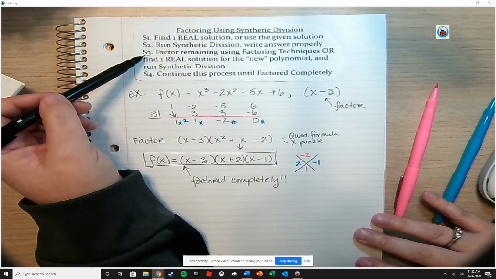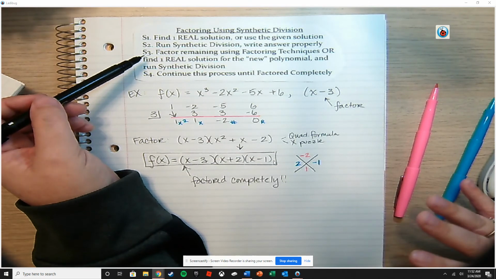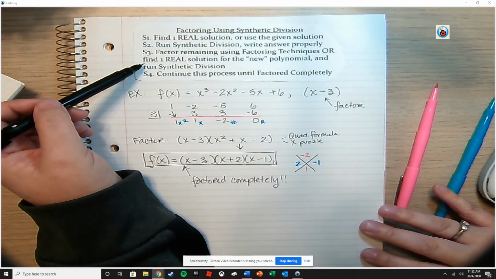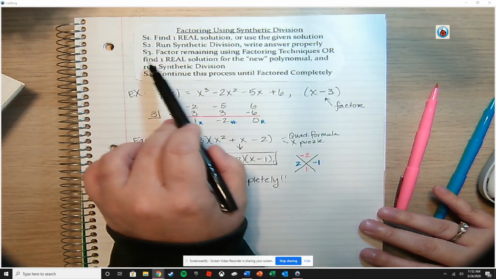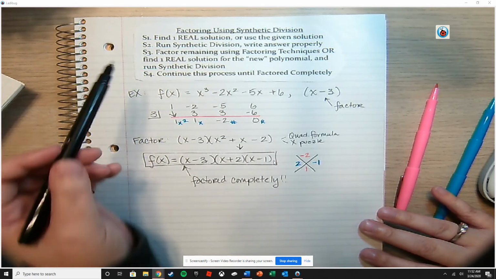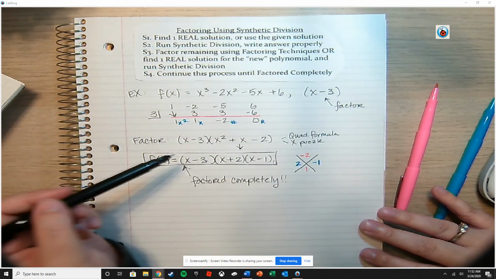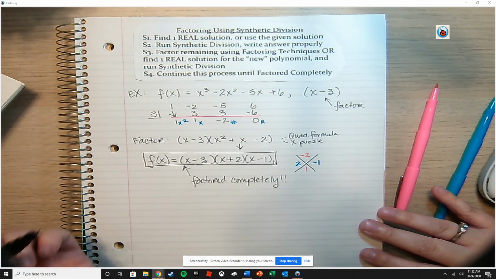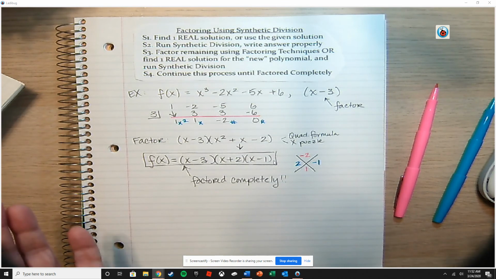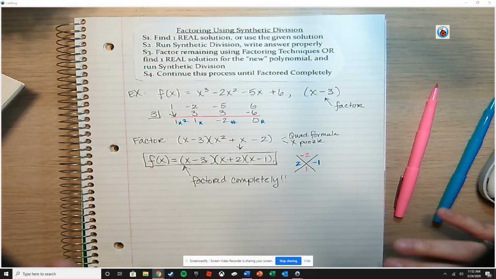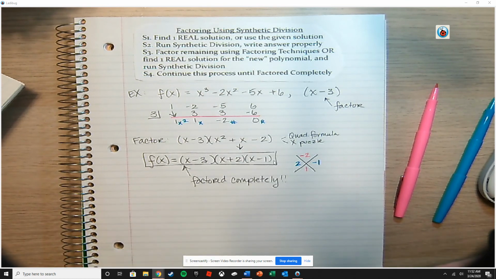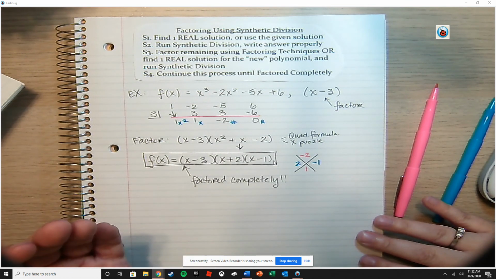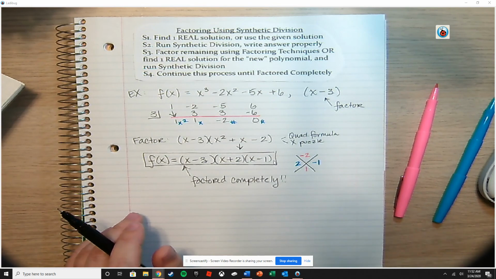And then I'm going to factor using remaining factoring techniques or find one real solution for the new polynomial and run synthetic division. And that's the part we're going to talk about how to do that part in Desmos. And then you continue this process until you factored completely. Hopefully the problems are only going to have maybe 1 or 2 steps, but again, this is going to be a tough one in that you're just going to have to be patient and you're going to be really practicing your factoring skills. Okay, more videos to come.